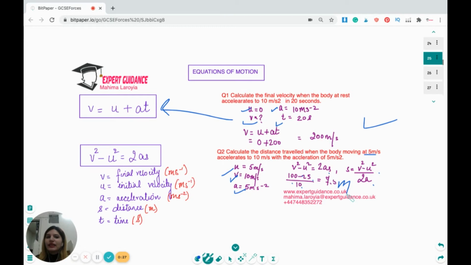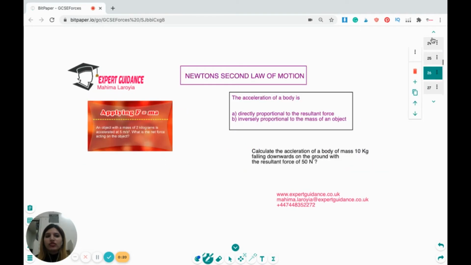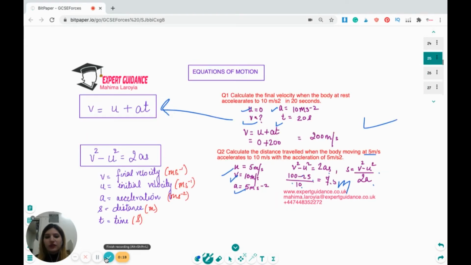So in the exam, they can give you different values and ask you to work out the unknown. So make sure you remember both of these equations of motion. This is very, very important.